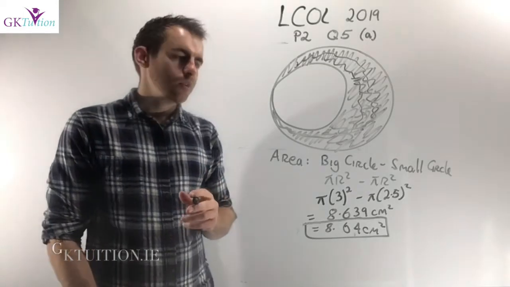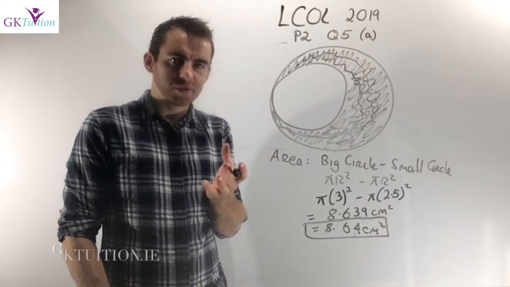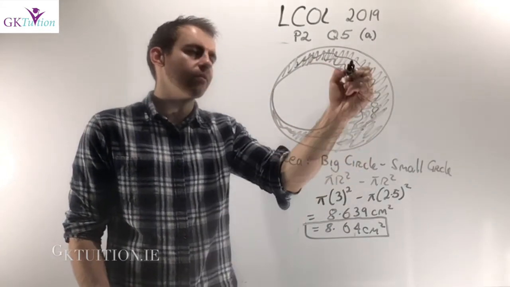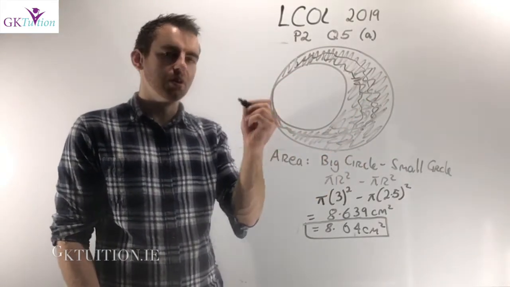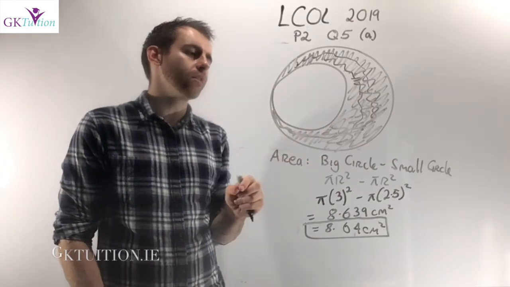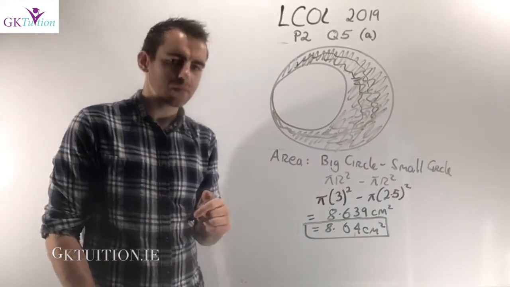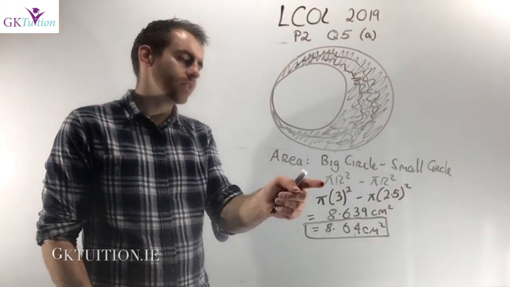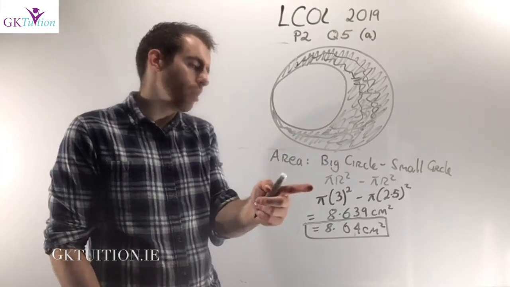So you should realise that the shaded region, a crescent, has no formula. It's an obscure shape, so it's impossible for us to directly get the area of the shaded region. But what we can do is get the area of the big circle and subtract the area of the small circle. That would clearly leave me with this shaded region. If you go to your maths tables, the formula for the area of a circle is given as pi r squared.